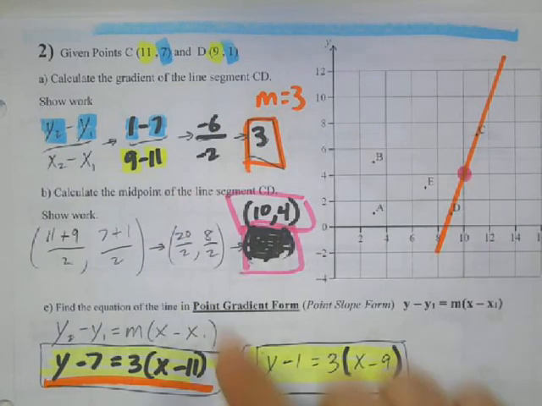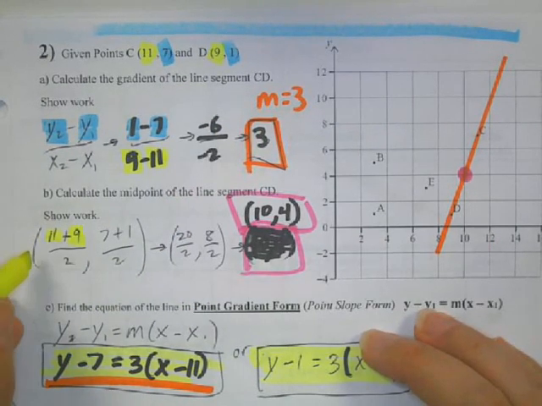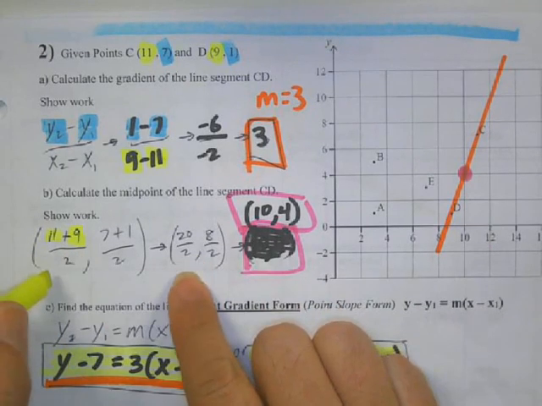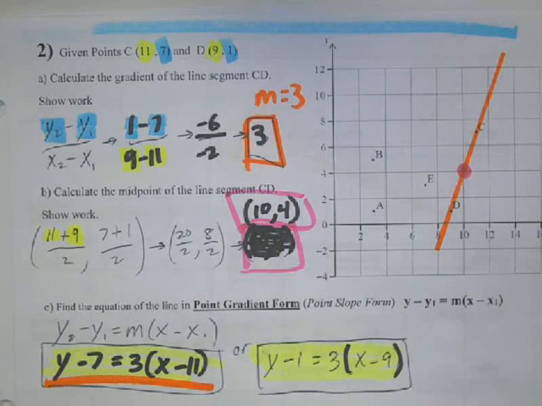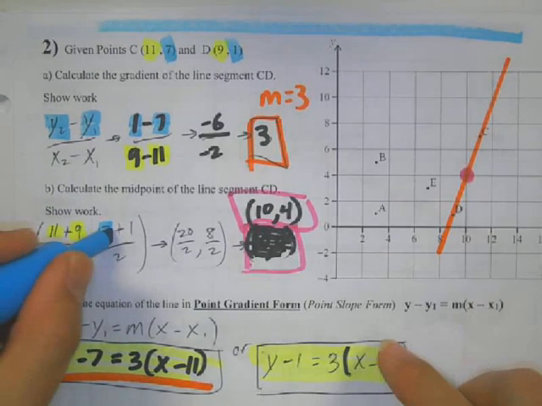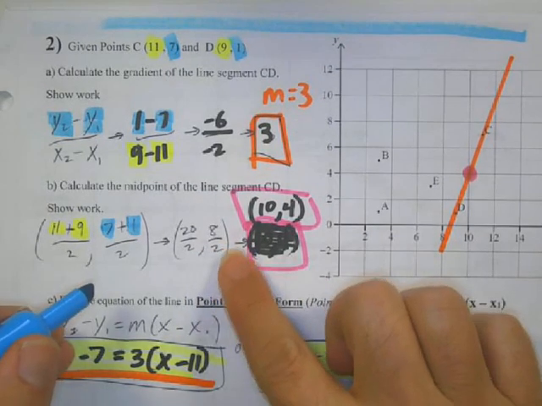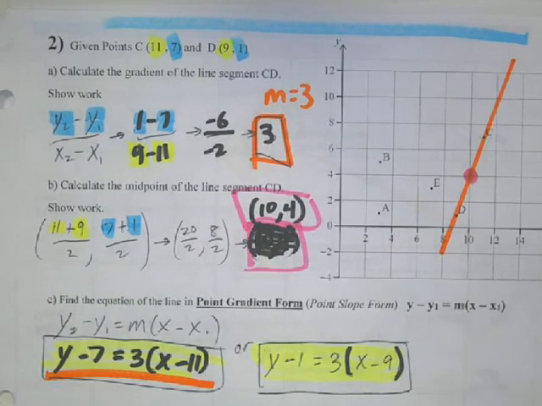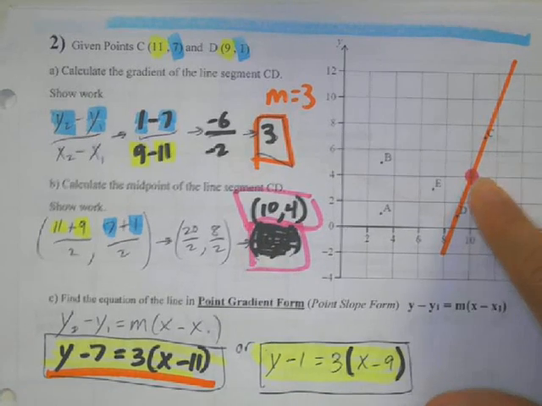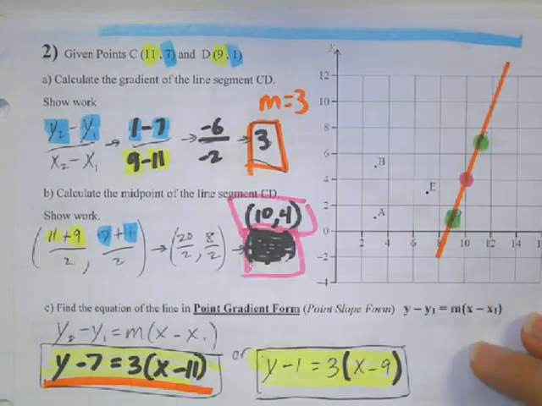Okay. So calculating the midpoint, I take the average of the x values, the 11 and the 9. 11 plus 9 is going to give me 20, and 20 divided by 2 is going to give me 10. I can take the average of the y values, the 7 and the 1. 7 plus 1 is going to give me 8, and 8 divided by 2 is going to give me 4. And so now I've got this point, 10, 4, which plots right there. And you can tell that it even looks like it's halfway between C and D, doesn't it?